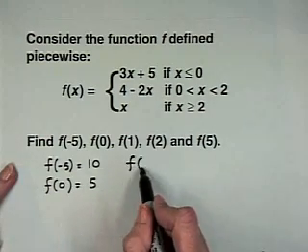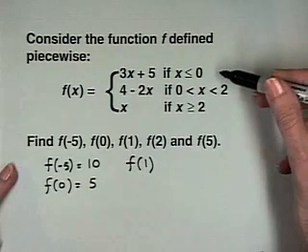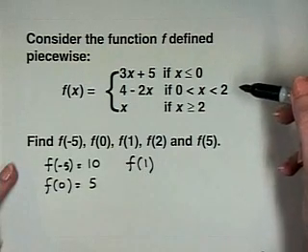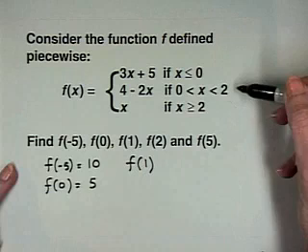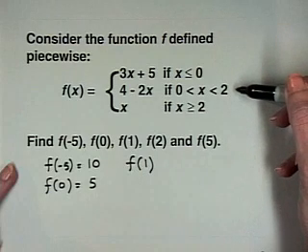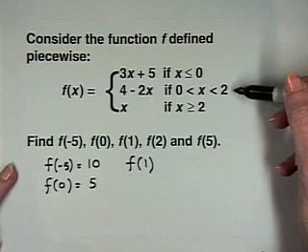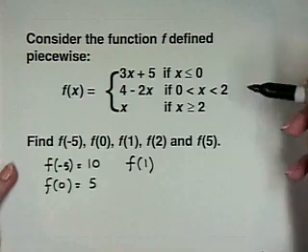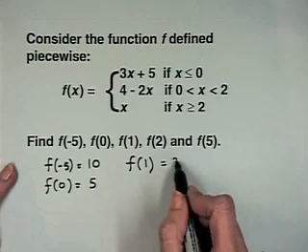To evaluate f of 1, we look for the piece of the function where x is going to be in the correct interval. In this case, the value of 1 is in between 0 and 2, so we're going to use the second piece of the function. We've substituted in for x, and we evaluate 4 minus 2 times 1 to give us a value of 2.